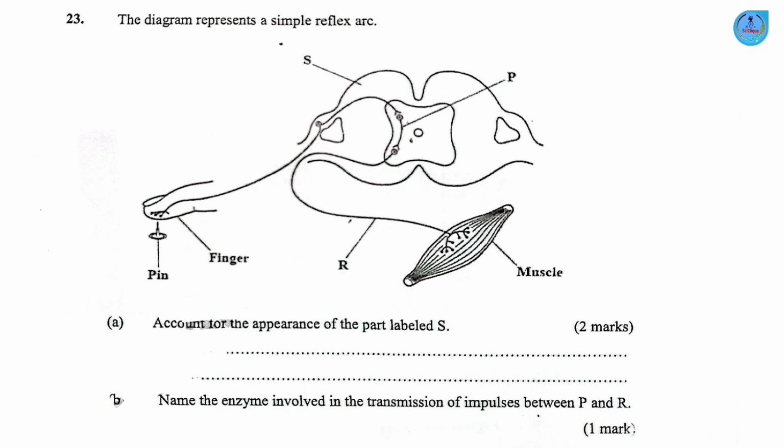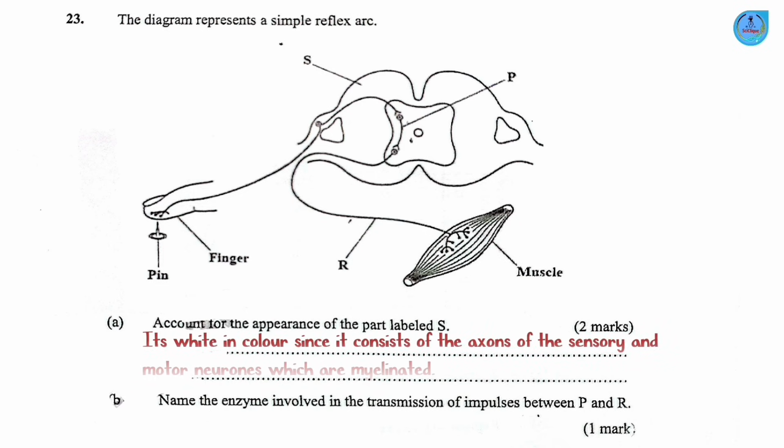S is a section of the spinal cord, but specifically that is the white part of it, okay? Now, the reason why it's white in color, if you look closer at it, you're going to note that it has quite a few axons from the neurons that are present, okay? Now, axons are surrounded by a myelin sheath. The reason why they are covered by a myelin sheath is for faster transmission of impulses.